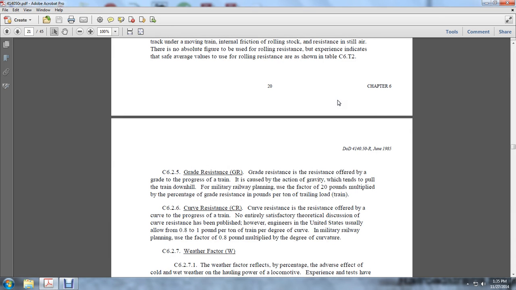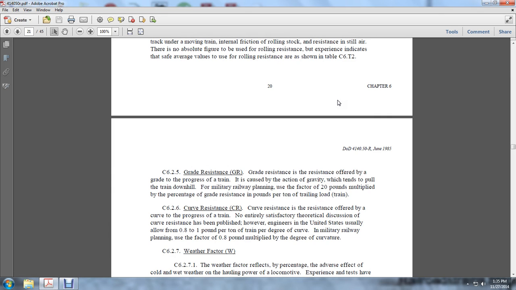Chapter 625, Grade Resistance. The grade resistance is the resistance offered by the grade to the progress of the train, caused by the action of gravity, which tends to pull the train downhill. Military railway planning uses the factor of 20 pounds multiplied by the percentage grade resistance, in pounds per ton of the trailing load of the train.